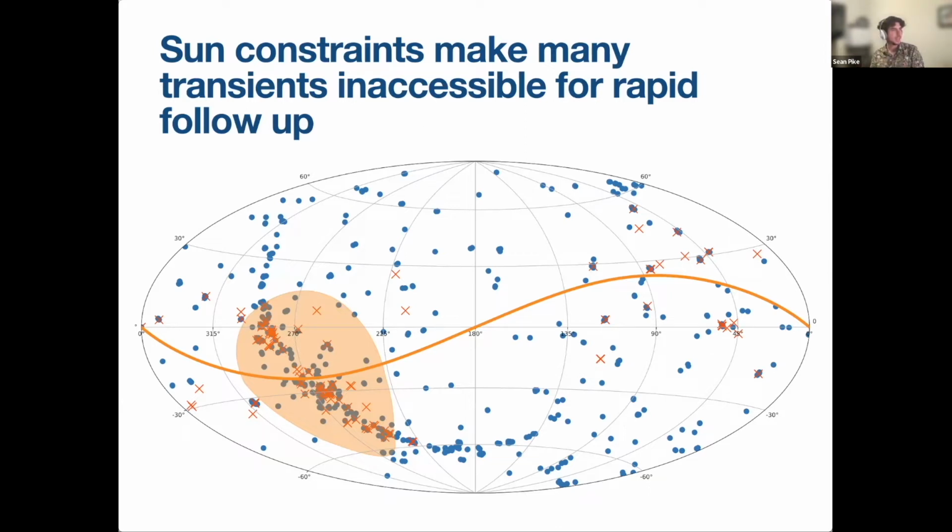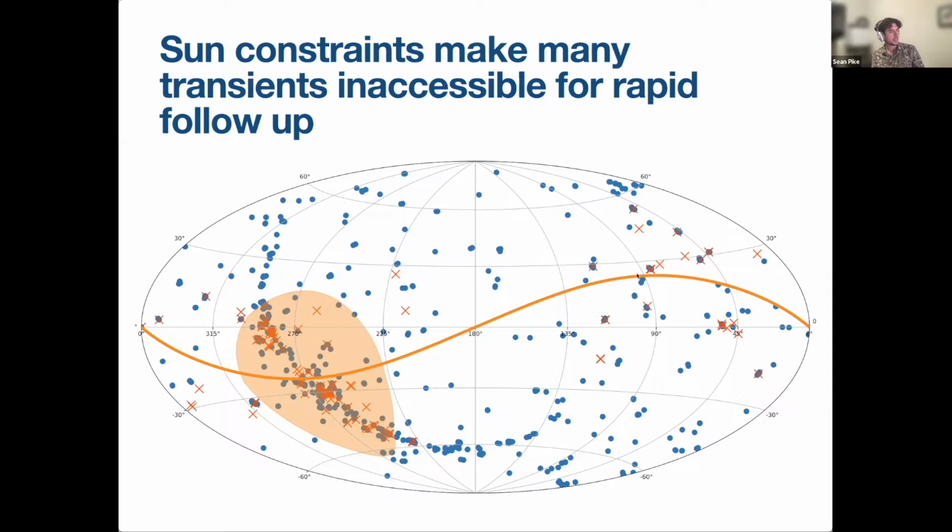And so here I've put together a plot that tries to illustrate the magnitude of that inaccessibility on the sky. What I've plotted here are MAXI transients in blue dots and red X's. You can see they're scattered all over the sky, but they are clustered around this area, which is the galactic disk, of course.